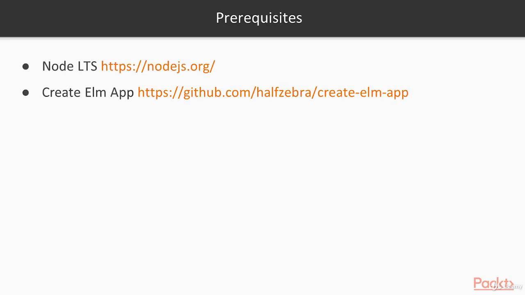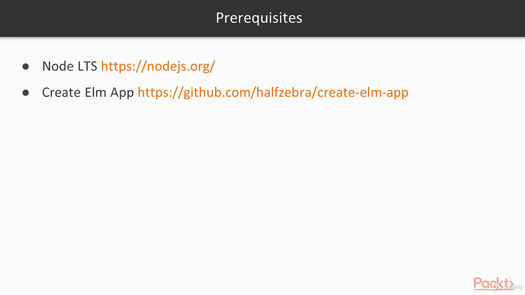So there are a few prerequisites for this course. You're obviously going to have to get some kind of editor. You can use pretty much any editor, but for this course I'm going to be using Visual Studio Code, with Elm support for Visual Studio Code and Elm format, which I'm going to introduce you to in section 3. So this is an optional thing.